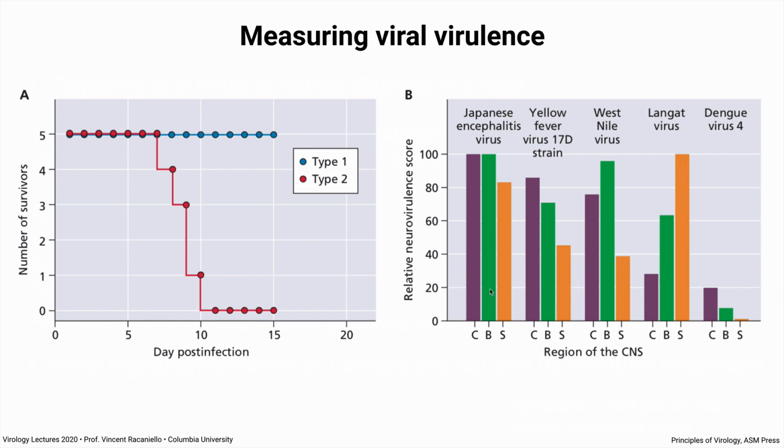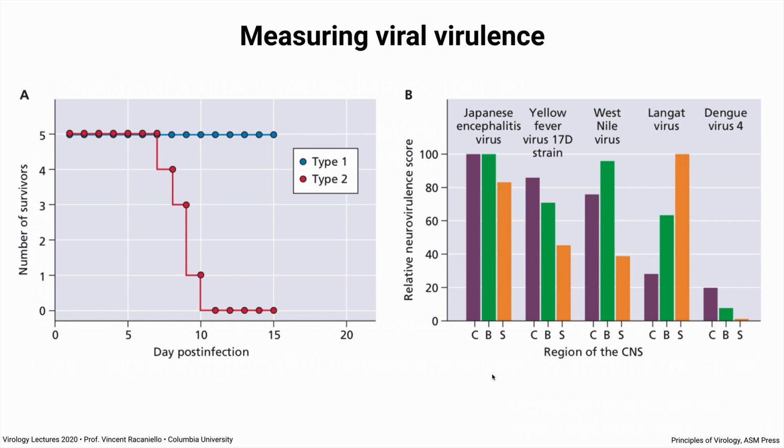On the right, a different kind of virulence measurement. We are looking at what we call a neurovirulence score. So here we've used a variety of different viruses that cause CNS disease in mice. These mice are injected with the viruses, and then at times after infection, the central nervous system tissues are removed, and they're sectioned and looked at under a microscope, and a pathologist assesses how much damage they can see.